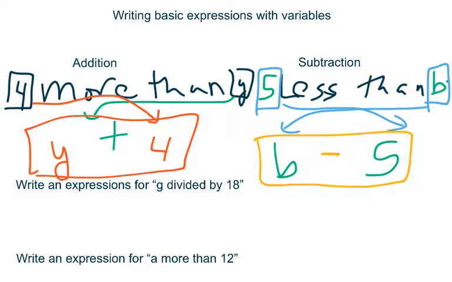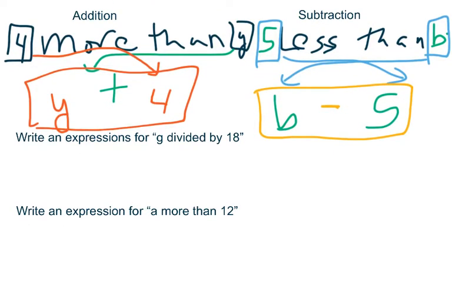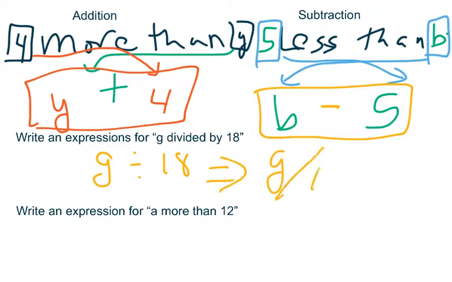So this is the tricky part with writing expressions or equations. When you see more than or less than, you have to be careful to make sure you reverse the order. The rest of them are pretty straightforward, and that's what we're going to look at next. So write an expression of g divided by 18. So you just take g divided by 18. When you see divided by, that just basically means a fraction. So basically you're just going to say g over 18 and get your answer there.